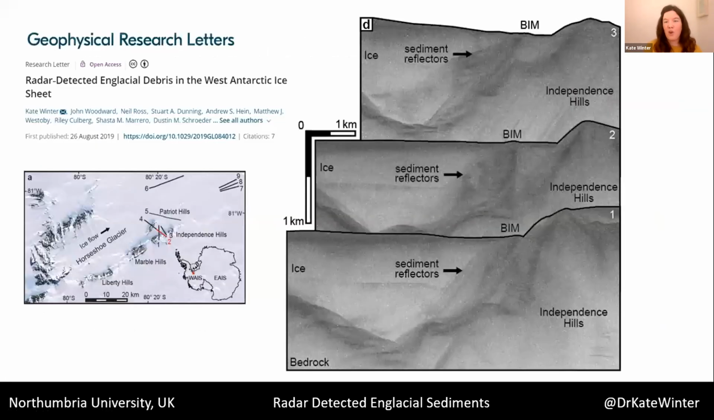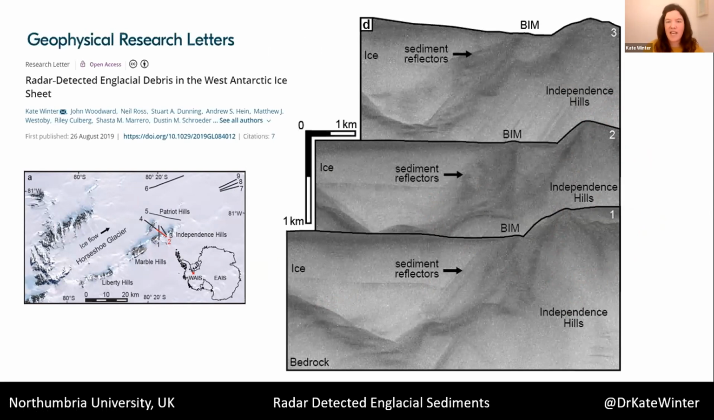So we can look at multiple radargrams because there are lots of flight lines in this area. I've got some examples here. We've got radar lines 1, 2, and 3, and they're a little way down valley. The reason we have to look at multiple radargrams is because radar can sometimes trick us a little bit.